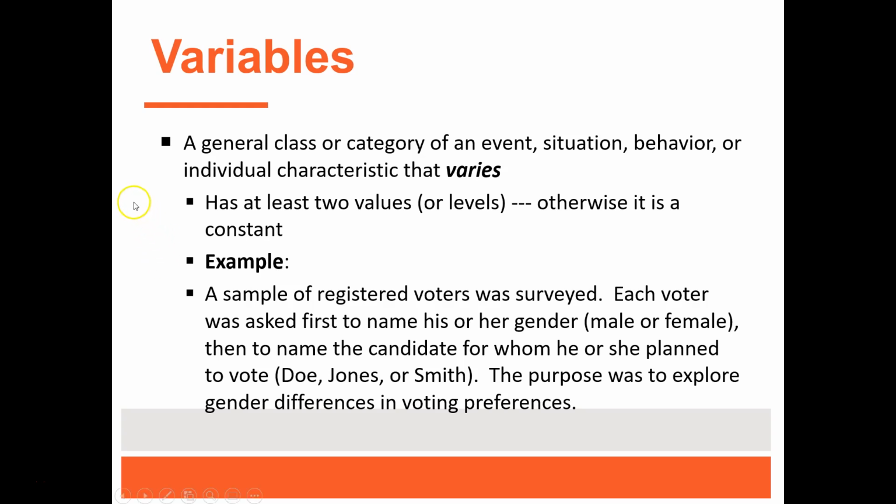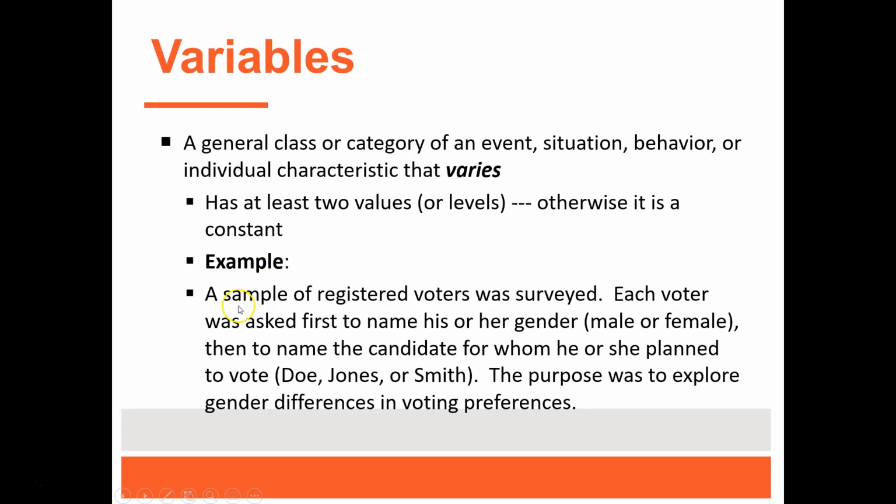A variable, when you do a research study, is any class or category of an event, a situation, a behavior, a characteristic that varies. And that's the key, right? Variables vary. And what does vary mean? It means it can be different. So your variable has to have at least 2 values, and we call those 2 values levels. If it only can take on 1 value, then we would call it a constant, not a variable.